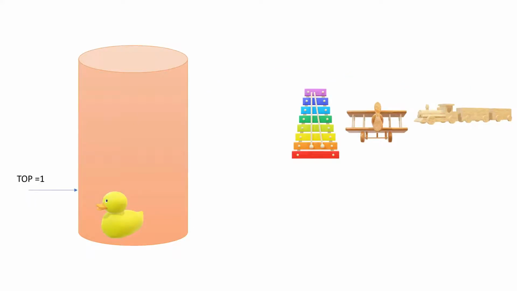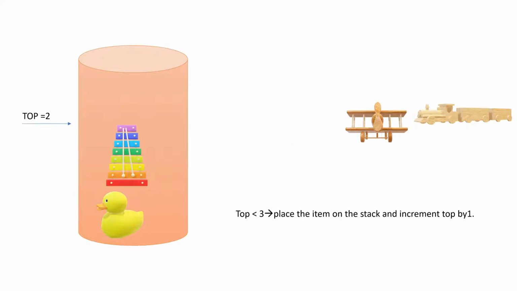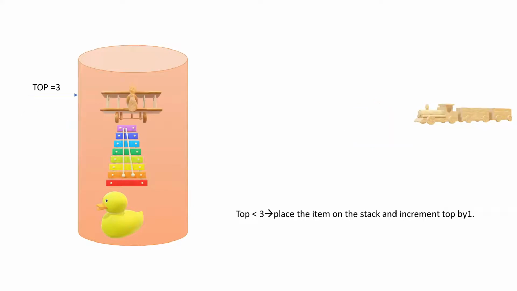Let us move to the next insert operation. The same conditions are to be checked. We have to check the top pointer. Top pointer is less than 3. So you can place the item on the stack and you can increment the top pointer by 1. In the same way, you can insert the next item also into the box. That is, top pointer is 2 and it is less than 3. You can place an item and increment the top pointer by 1.